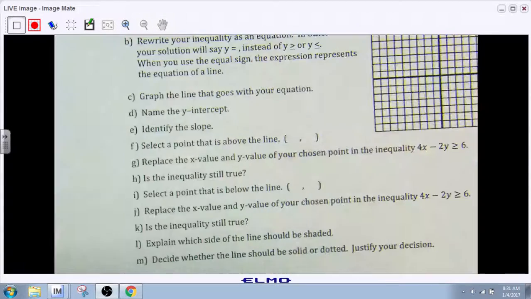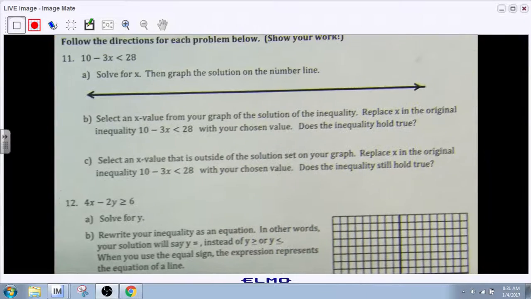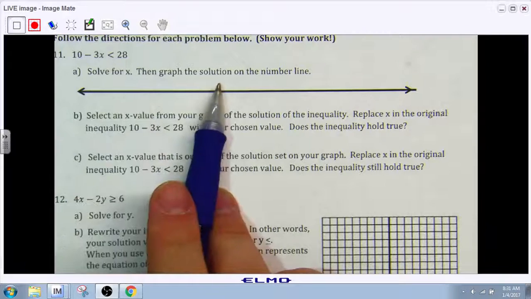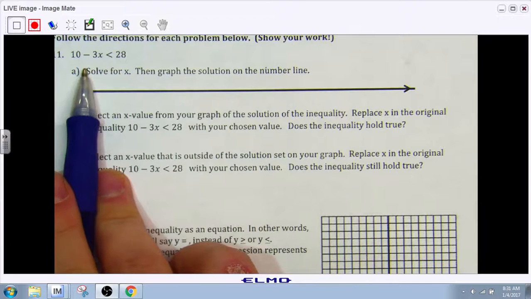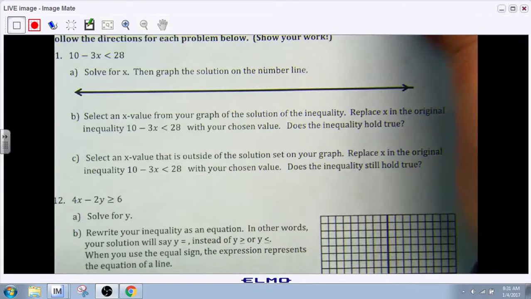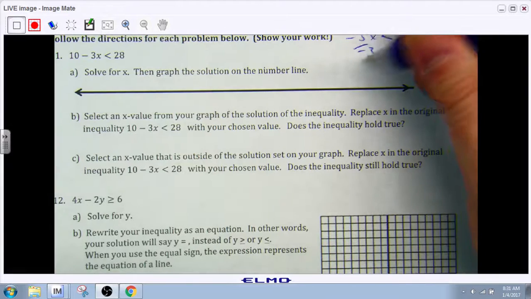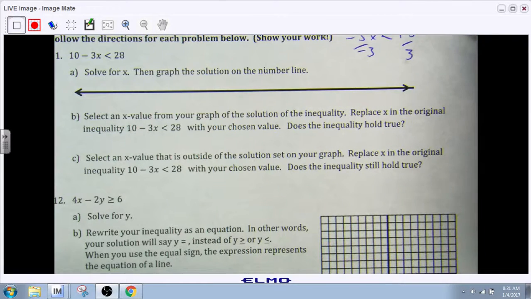As you go through all of these, what's going to happen is you're going to develop a better understanding of what this problem is. So when this says solve for x, then graph the solution, let's take this and solve for x. So I have 10 minus 3x is less than 28. Subtract 10, negative 3x is less than 18. And divide by negative 3, divide by negative 3. So x is, oh, I divided by a negative number. I switched my sign. x is greater than 6.